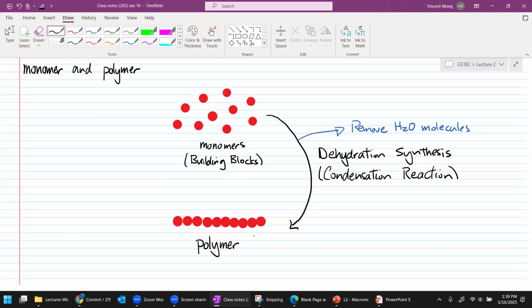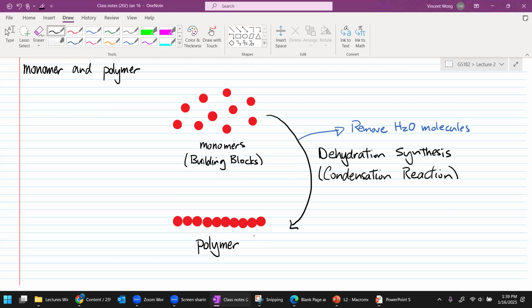So monomers can be connected through dehydration synthesis, where you remove the water molecule, and then you form a long chain. What is the ester? Ester is just a carbon connected to oxygen and then to another oxygen. It's like a chemical group. Polyester would be like her jacket, the material. That's polyester.